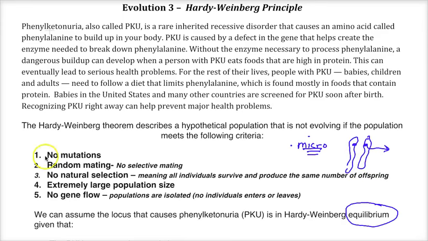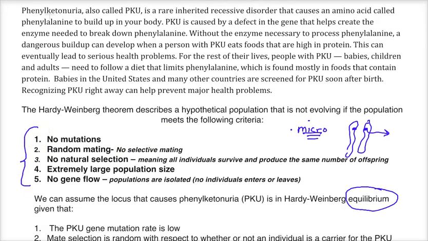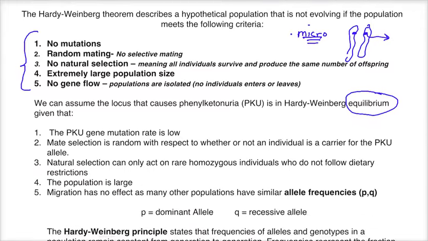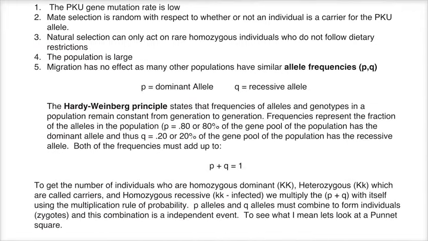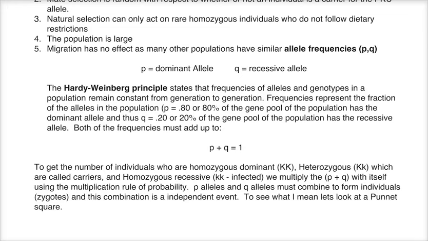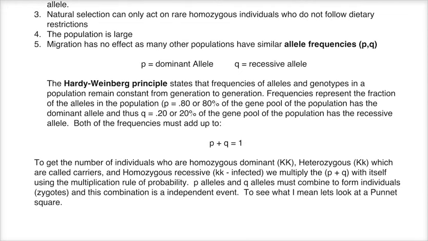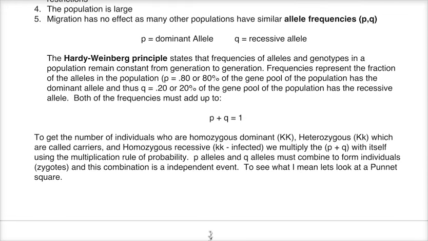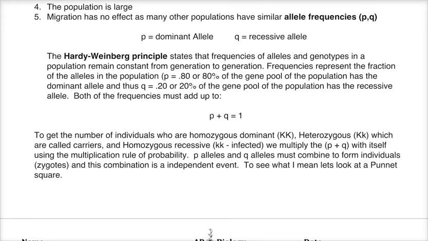So again, this is a hypothetical scenario, but one that's very important because we have to have a baseline to know if evolution is occurring on this micro scale in a population. We have to know where our baseline would be to compare to. So it's very important. And there are certain scenarios where we can use these equations to get a good piece of information. And the PKU disorder, that recessive disorder we talked about, is one place we can do that.